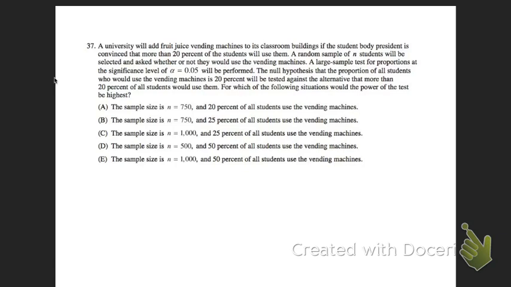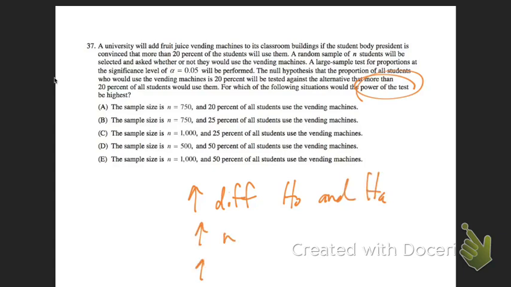Drat. Okay, increasing the power, how do we do that? There's several ways. Increase the difference between H0 and Ha, increase the N, increase sample size, increase alpha. So here we want to choose the one with the largest sample size. So get rid of A, B, and D. Now, my null hypothesis is 20%. And out of 25 and 50, which one is the furthest away from 20? 50. So E.